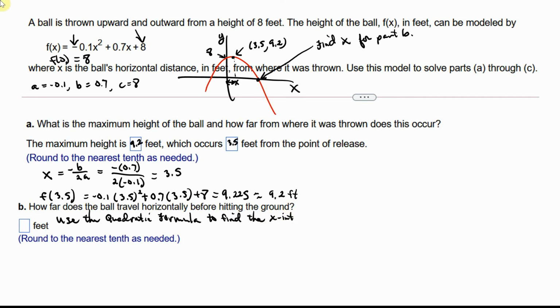You see where I said here, find x for part B? Look at it. See where I got that arrow? That's where the graph intercepts the x-axis. That's the x-intercept. So I can use the quadratic formula, because if the quadratic equation is equal to 0, basically you're setting y equal to 0, solving for x. X-intercept.